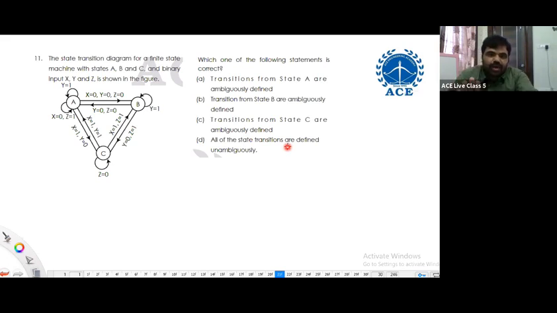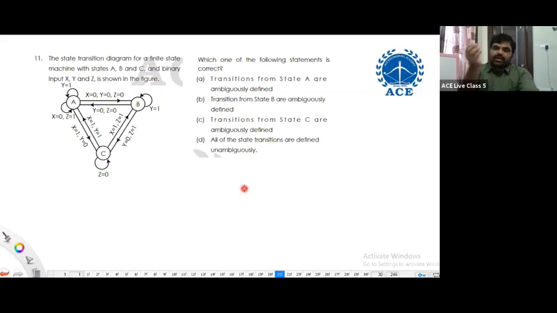What we need to understand here is, when you are writing a state diagram or a state table, if you are observing that from a present state for one input condition, the next state is only one, then the system can be designed. That is called unambiguous, right? Unambiguous.